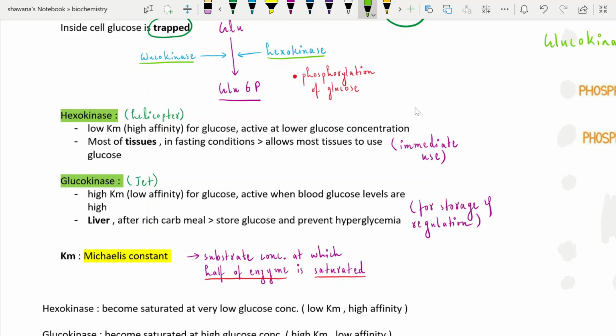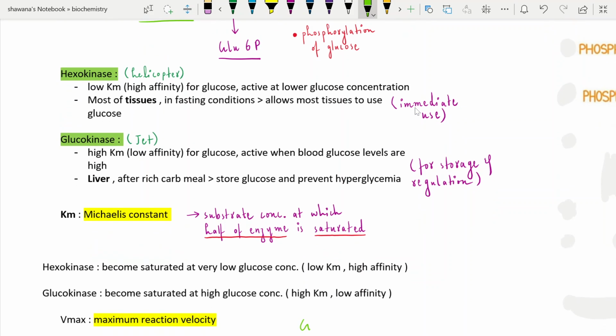When there is an enormous level of glucose in the blood, glucokinase will work. But when there is a very low amount of glucose in the blood, hexokinase will start to work. It means that hexokinase has high affinity for glucose. Even if there is a small amount of glucose, it is going to pick it up. But glucokinase requires a lot of glucose to work, so it has low affinity for glucose. It is present in the liver.